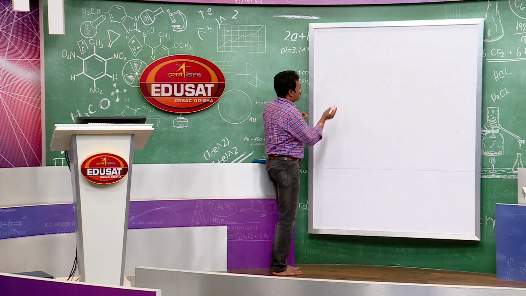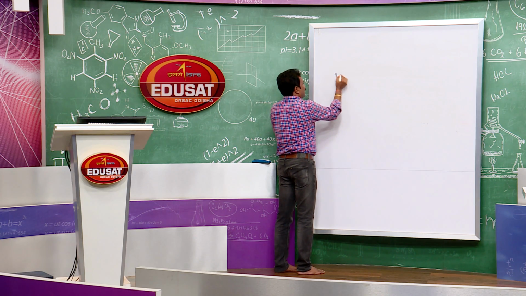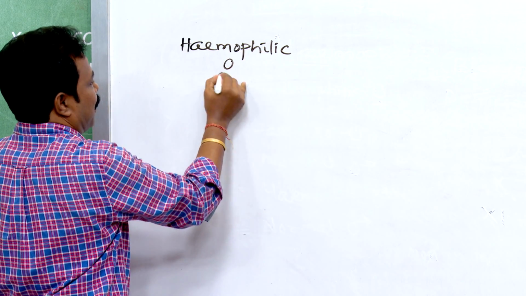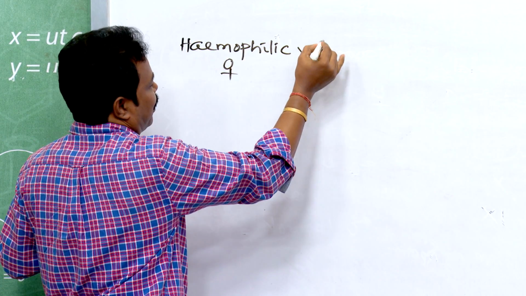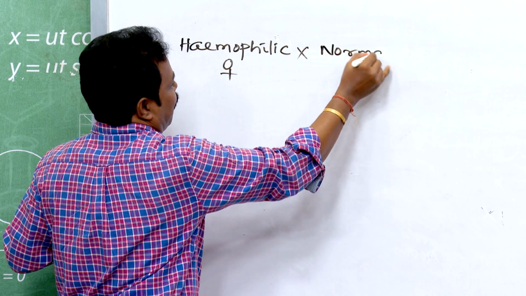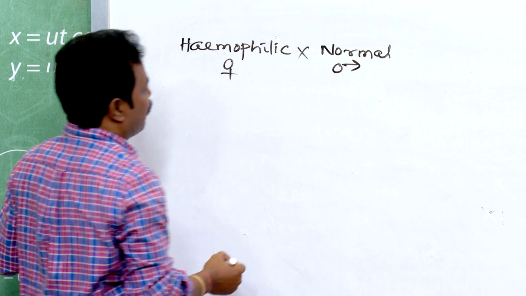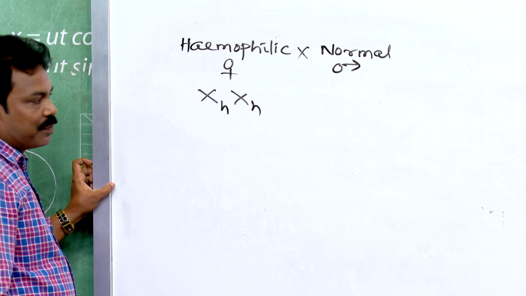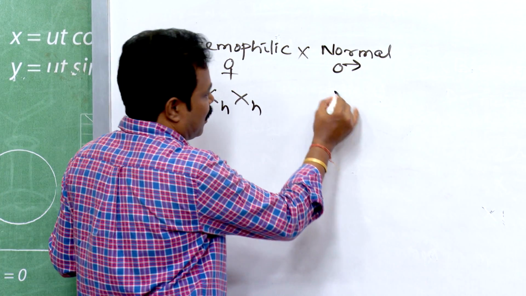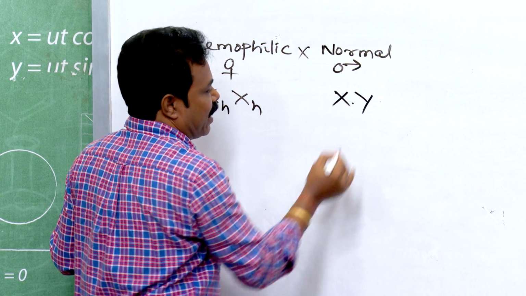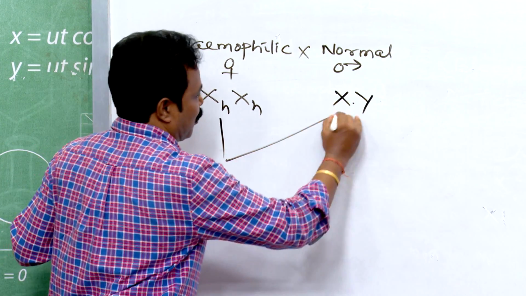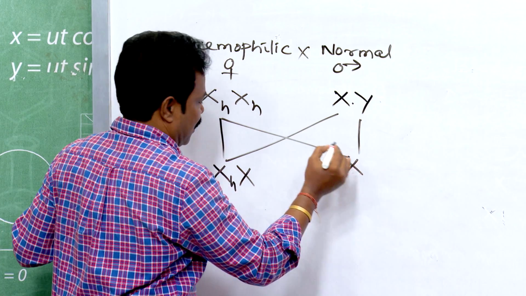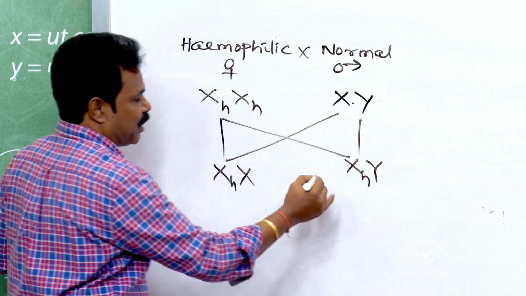Let's take reciprocal crosses. First, hemophilic female with normal male. XhXh, XHY. The offspring are XHXh, carrier female, and XhY, that is hemophilic male.